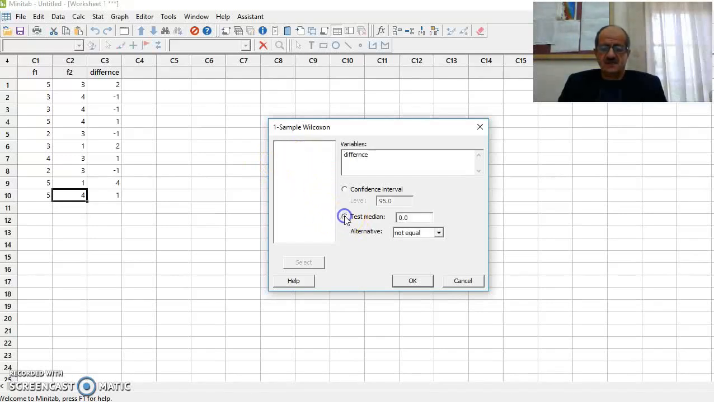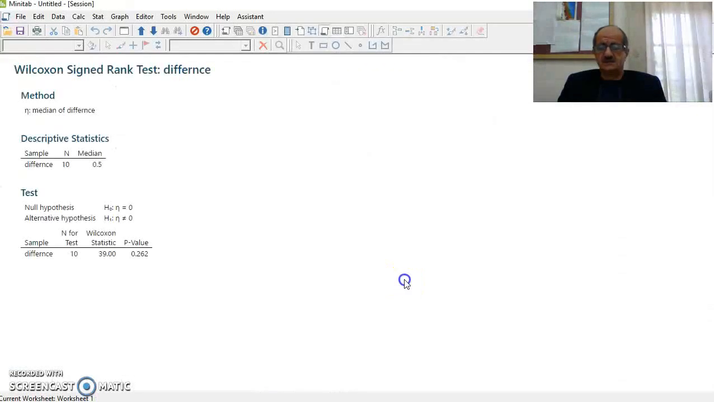We can test the median, that the two medians are not equal. Here is the test now: the hypothesis that there is no difference between the two medians, or the difference is 0, versus non-equality of the two medians. The statistics indicated a high p-value, more than 0.05, so therefore there is no significant difference between the two groups.